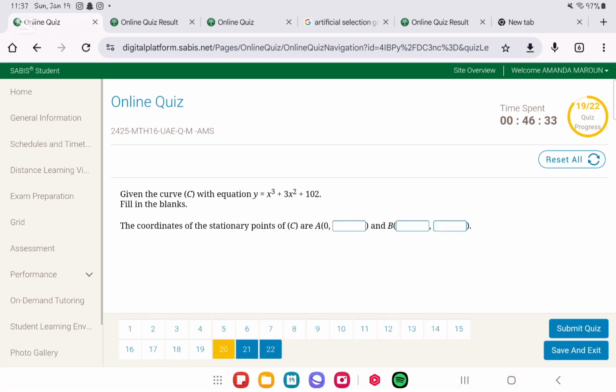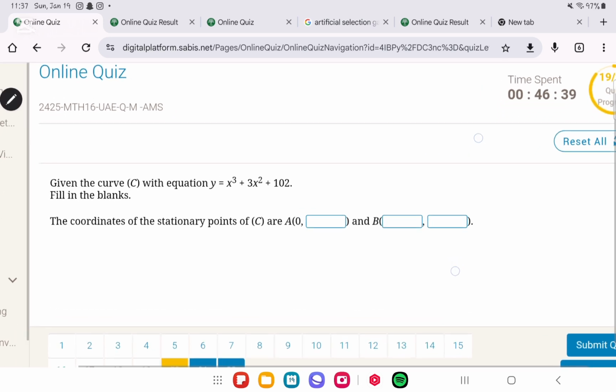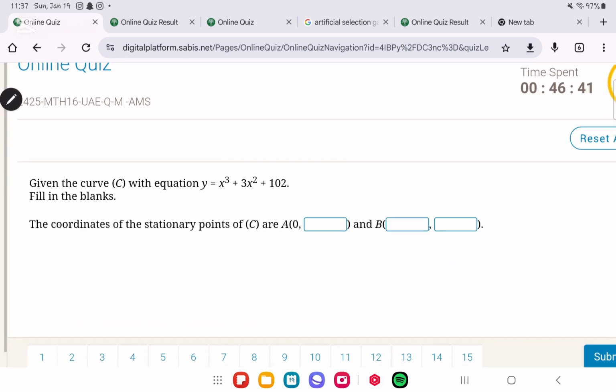Moving on to question number 20. Okay, I like this question. Even though it's a bit difficult, I'm going to explain it, and I'm going to explain how to find if it's a maximum, minimum, or saddle point. So first of all, we are given this equation. We need to find the stationary points. Very simply, to find the stationary points, we take the derivative.